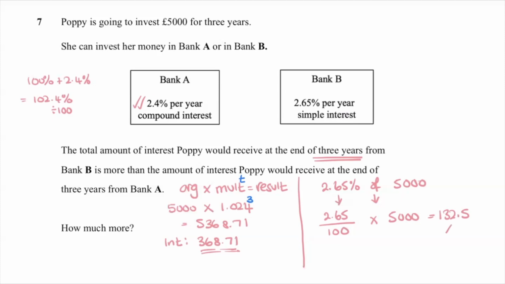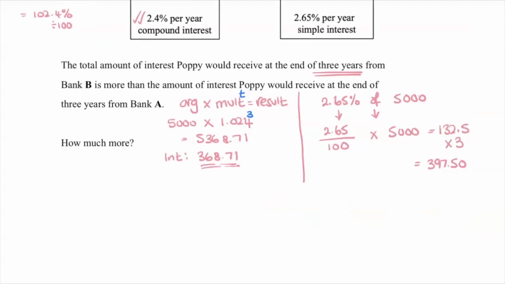So all I have to do is multiply that by 3 because it's in there for 3 years to get the total interest. Now the question told us that Bank B would pay more, and that's happened in our calculation. So that feels good. How much more means that we are just going to do a little takeaway. And that's our final answer.